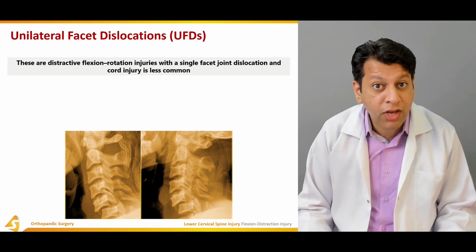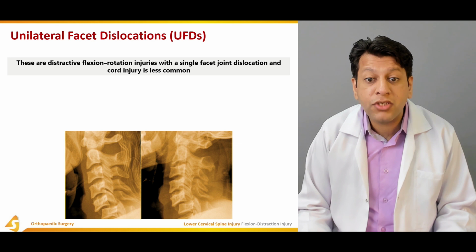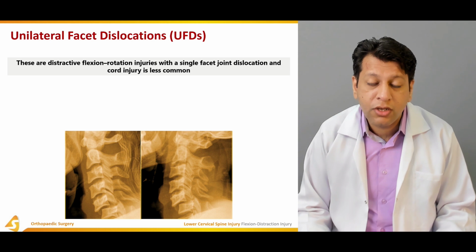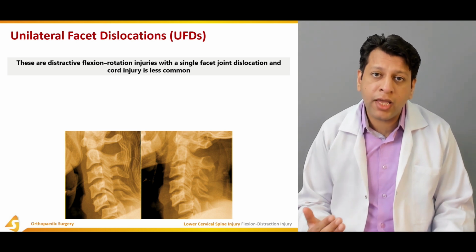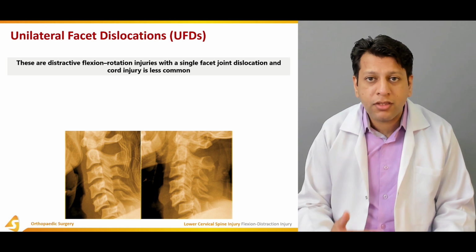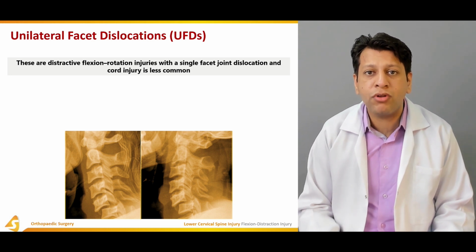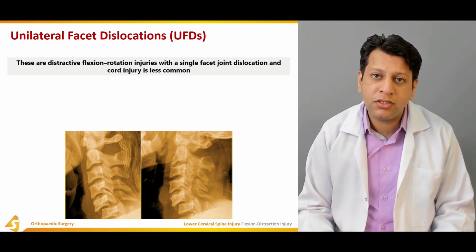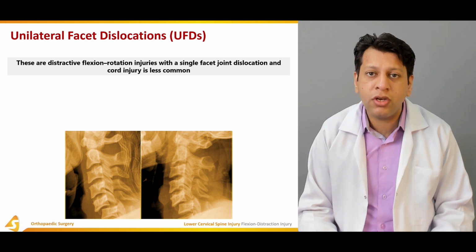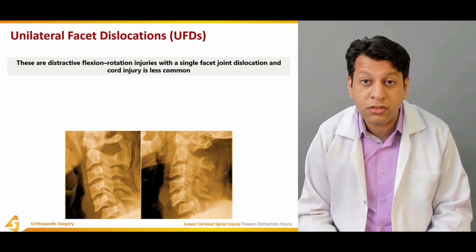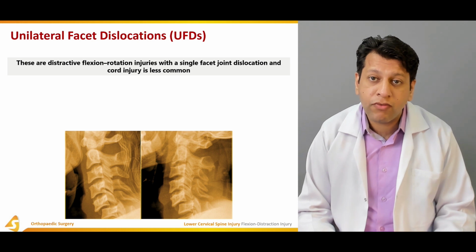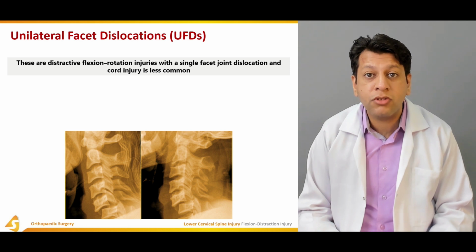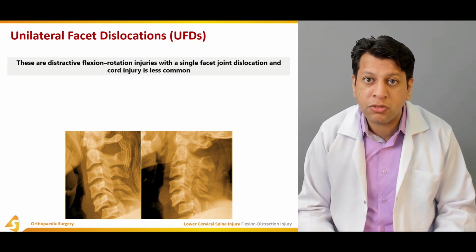These are also distractive flexion injuries and distractive flexion rotation injuries with a single facet joint dislocated, and cord injury is less common. So the injury mechanism is such that the neck is going into hyperflexion, but the deceleration has stopped, therefore only one facet has failed, the other is still intact. With both facets failing, there is only hyperflexion flexion distraction injury. But with unilateral facet failing, there is rotation of the fragment as well, leading to one spinous process rotating over another.